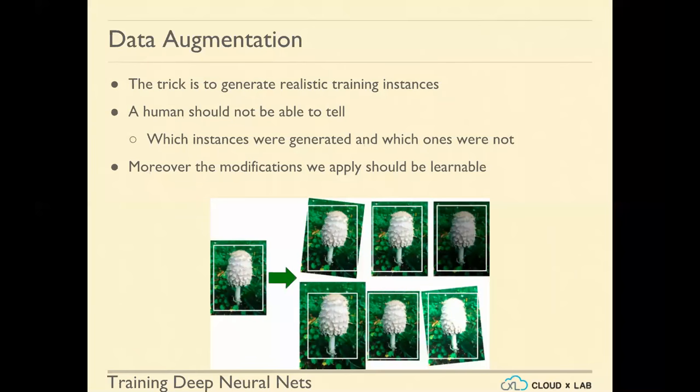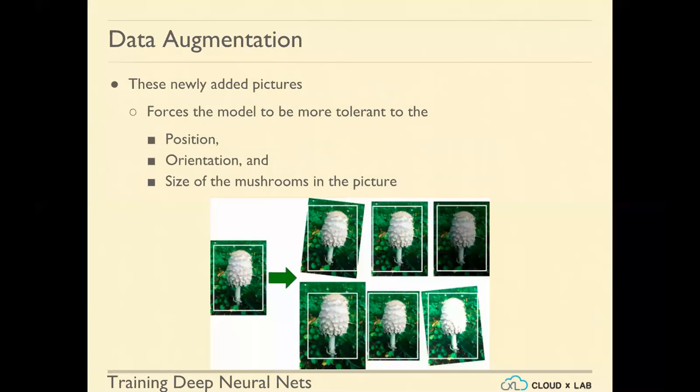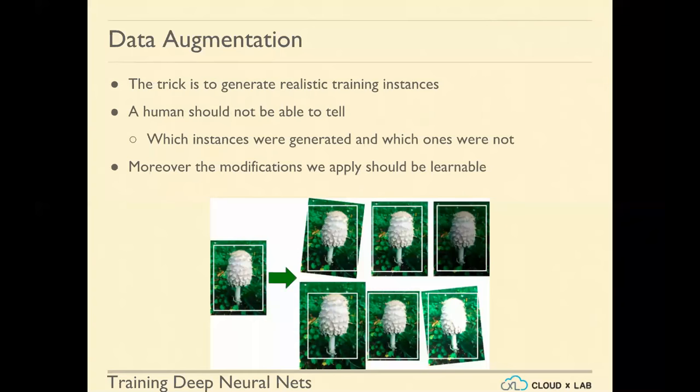So the trick is to generate realistic training instances. A human should not be able to tell which instances were generated and which ones were not. Moreover, the modifications we apply should be learnable. So basically, these newly added pictures force the model to be more tolerant to position, orientation, and so on. What does it mean for modifications to be learnable? Meaning these modifications, we want the model to learn them.